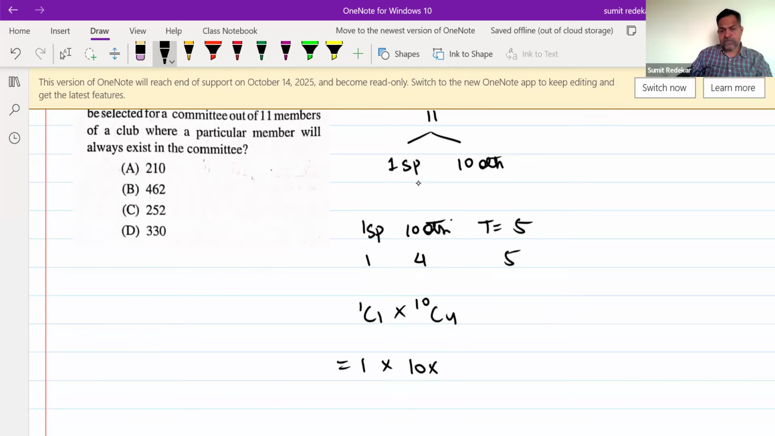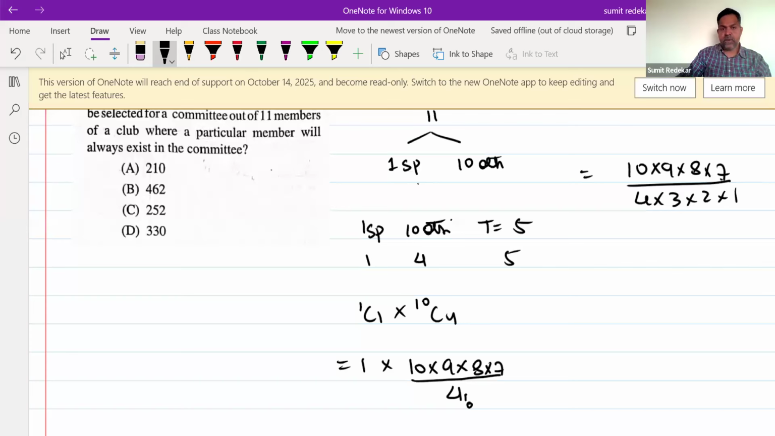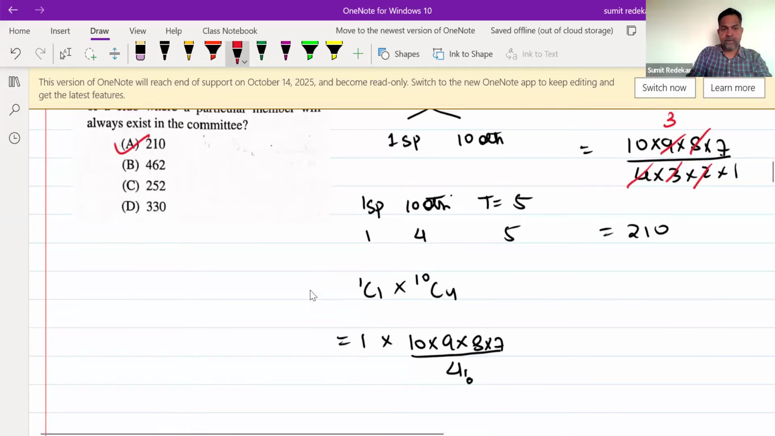And 10C4 is, you have to bring 10 down 4 times, 10, 9, 8, 7 divided by 4 factorial. You can do this on a calculator. 4 3 2 1, so what remains? What remains is 4, 2, 8, 3, 3, 9, that's 7, 3, 21 into 10 is 210. So according to me, the answer to this question should be A, 210.